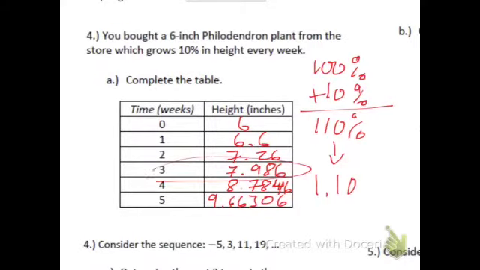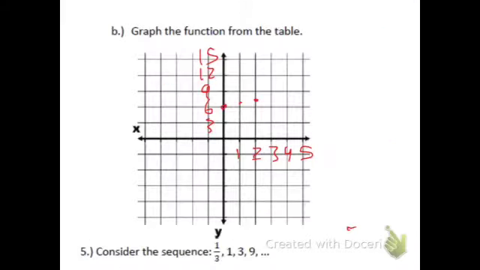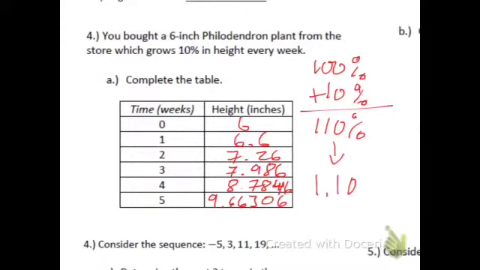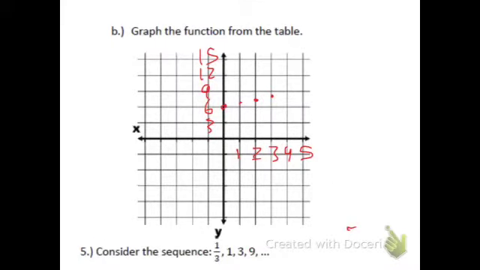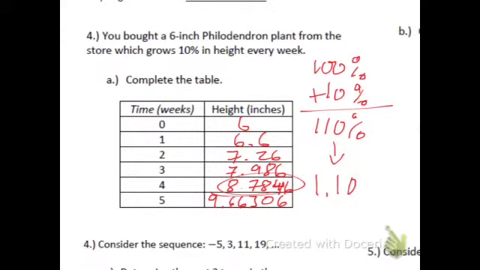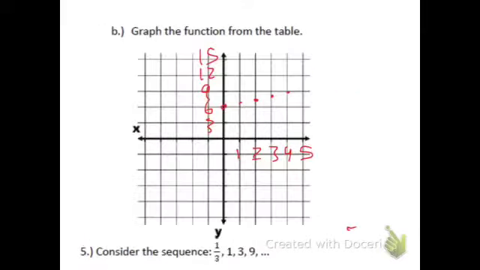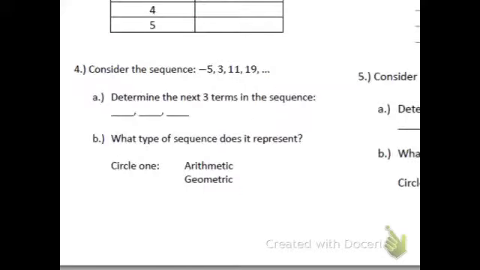And I got 3, 7.986, that's really close to 8. Climbing up. And then my next one is 8.78, that's really close to 9, so it's like right below. And then my next one, I have 9.6, which is going to be up a little bit like that. So it is exponential, it's just not growing very quickly. But there you go. And then our last two questions: determine the next three terms.